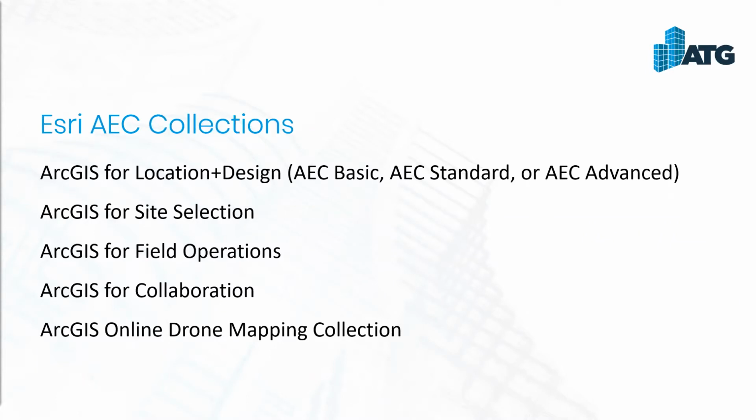So with the collections that are out there, there's actually 7 if you consider the AEC Basic, Standard, and Advanced versions of the first one. So there's ArcGIS for Location and Design, ArcGIS for Site Selection, ArcGIS for Field Operations, ArcGIS for Collaboration, and the brand new ArcGIS Online Drone Mapping Collection.